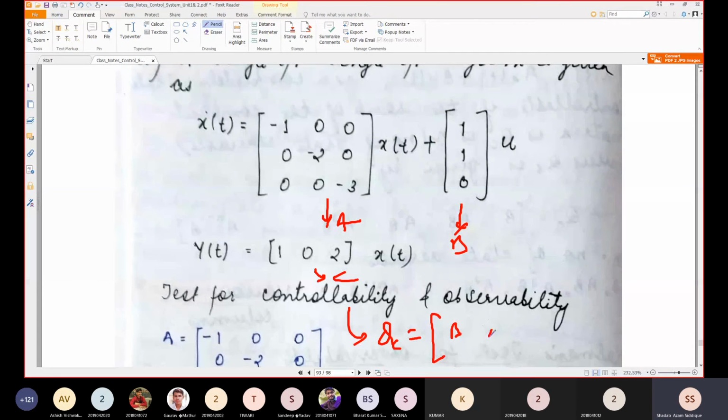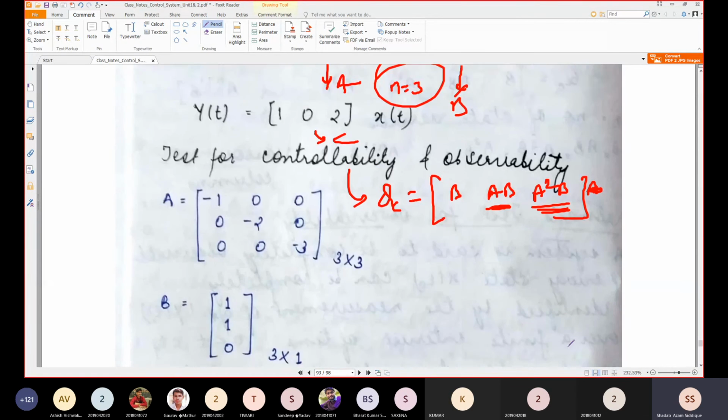B, AB, A square B, A cube B. For this problem we'll have up to A square. Why? Because n is basically 3 here. N is 3, so we'll stop at A to the power 2. So B we already have, we are trying to find AB and we are trying to find A square B.